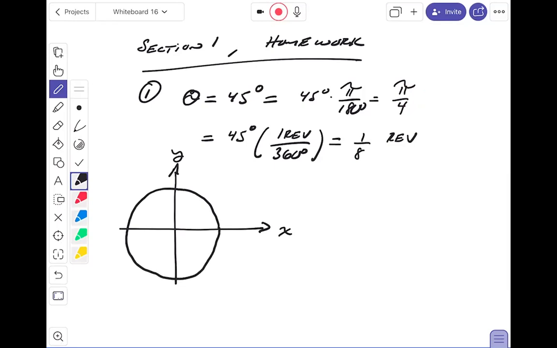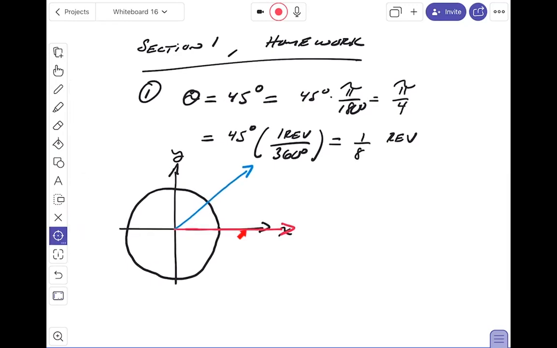And I'm going to do this standard position thing. This is going to be the initial side. And then I rotate the terminal side 45 degrees from that initial side. Now it's a positive number, so it's going to be counterclockwise. I'll put this over here. All right. Let me point this out to you.